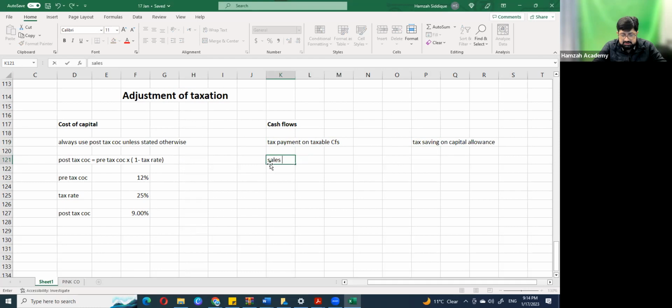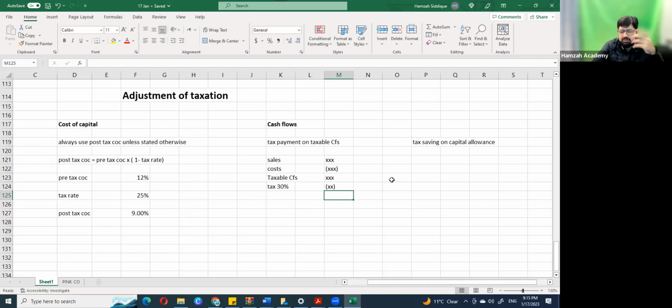Now, sales minus cost. Sales minus cost. These are the taxable cash flows. And you have to pay tax, for example, 30% on it. That's its tax payment. Very easy.